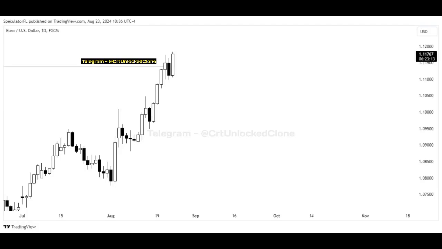I'm gonna start off with the daily time frame, and we're gonna see how I determine my daily buys and determine my short-term drawn liquidity.